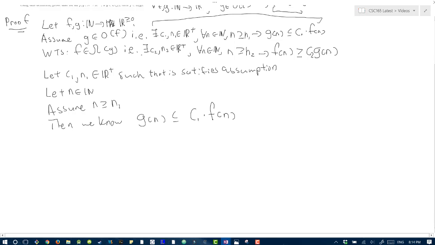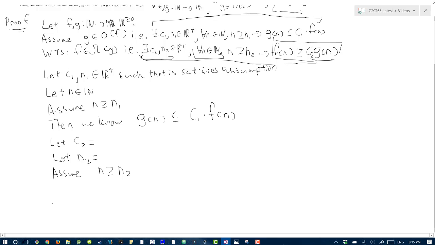Then we want to prove this statement here. So this is an existential here, so we have to choose C2 to be something, and we have to choose N2 to be something, and we can ignore that for now. This part we already have quantified. We assume that n is larger than or equal to n2, and then we want to show this part here.